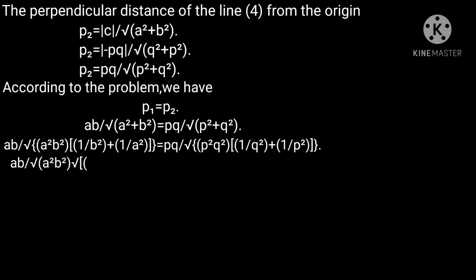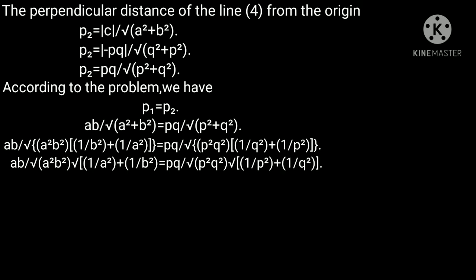After splitting, ab by square root of a square b square into square root of 1 by a square plus 1 by b square equal to pq by square root of p square q square into square root of 1 by p square plus 1 by q square.